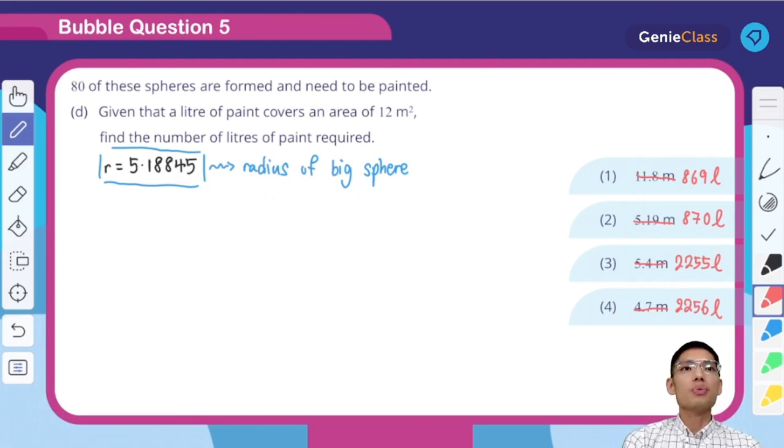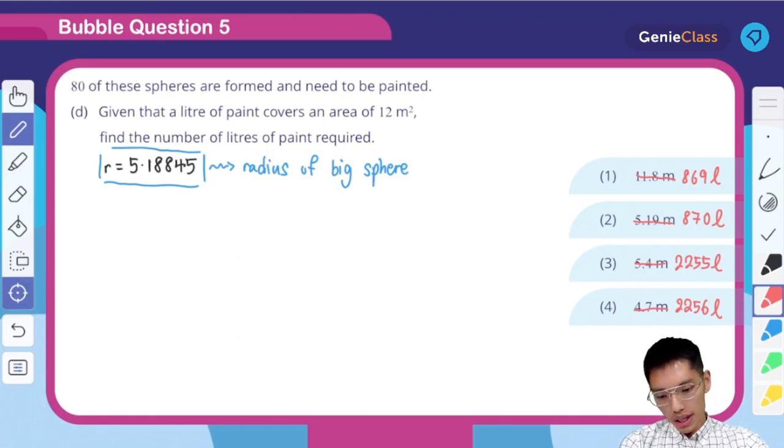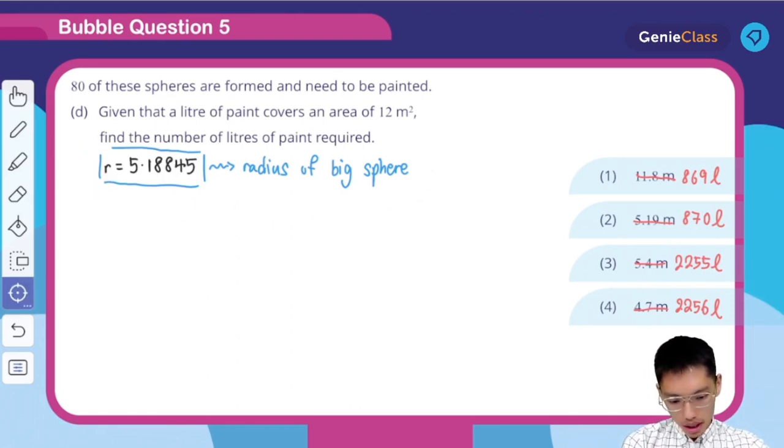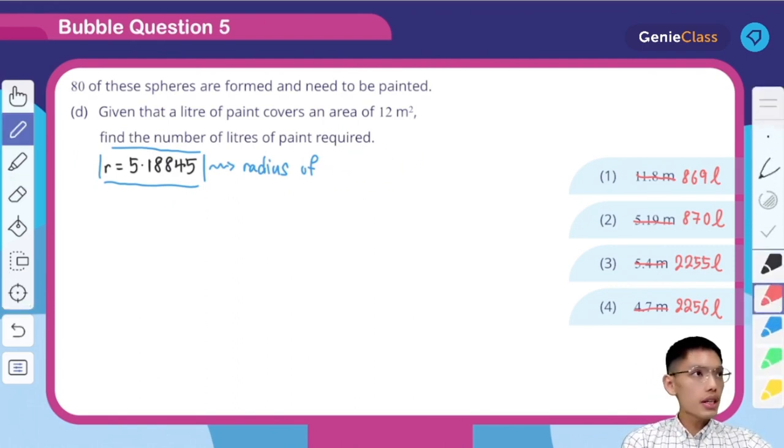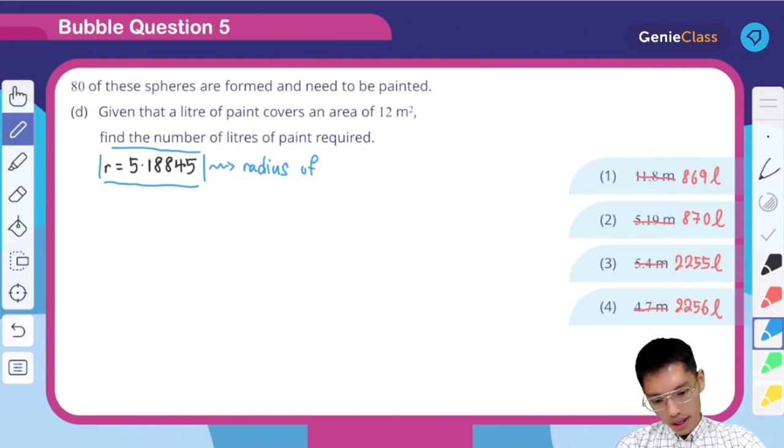Okay, so yes, we can work from there. And take note, this is the radius of these big spheres. Wait, no. Radius of the sphere, I don't have a big sphere. This is just for the sphere itself. I just need this sphere. Radius of this sphere itself. How would I solve for the rest?